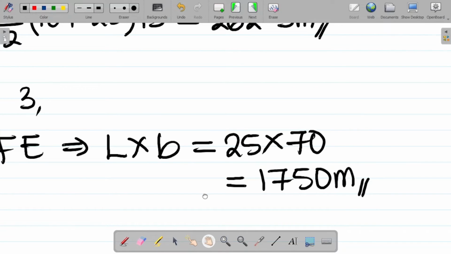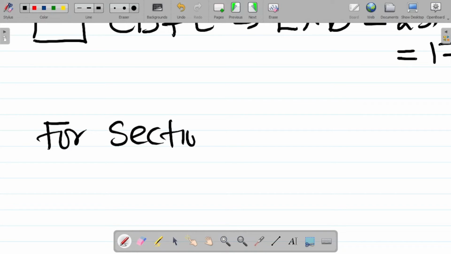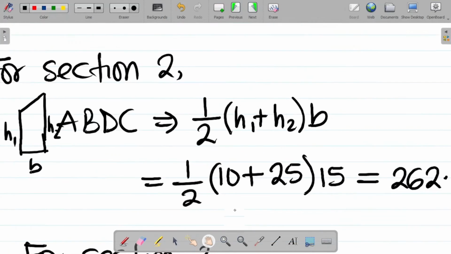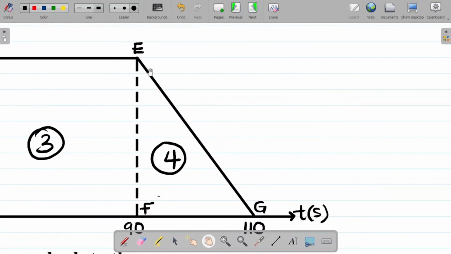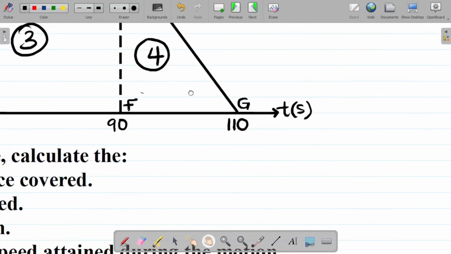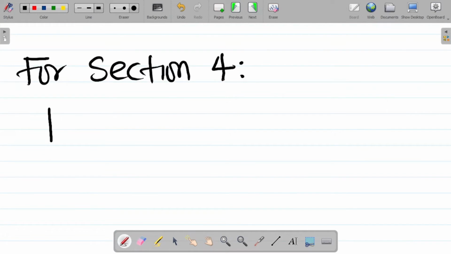All right, I think we're left with one last section. Let's look at section 4. For section 4, what do we have? So what's the shape of section 4? Section 4, we can say this. We have EFG. It's a triangle. So triangle EFG.